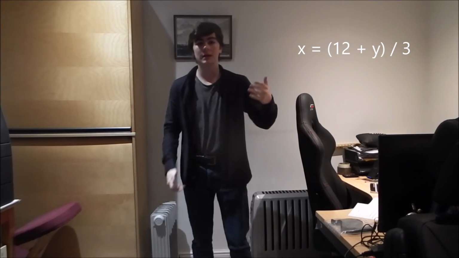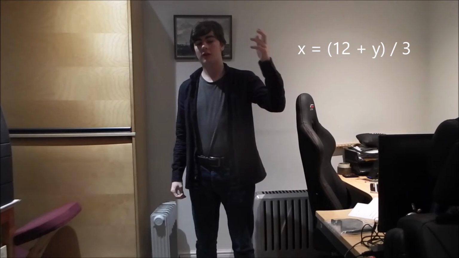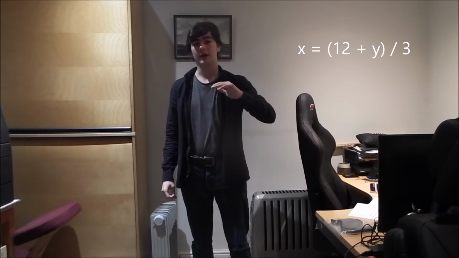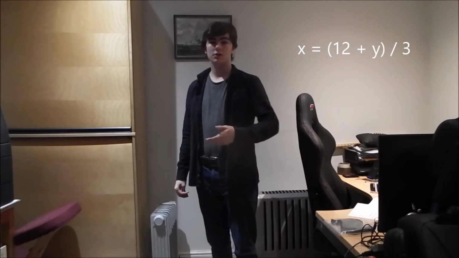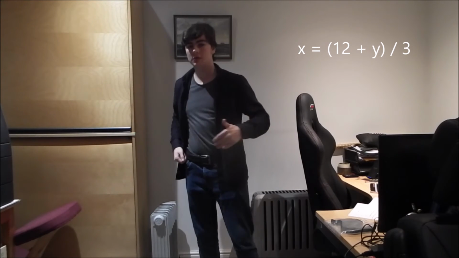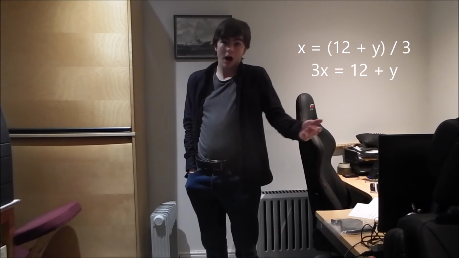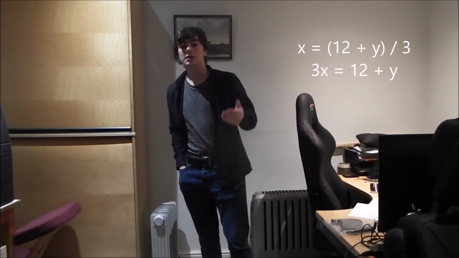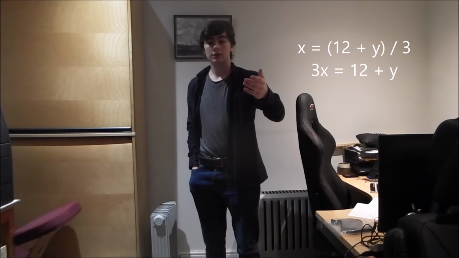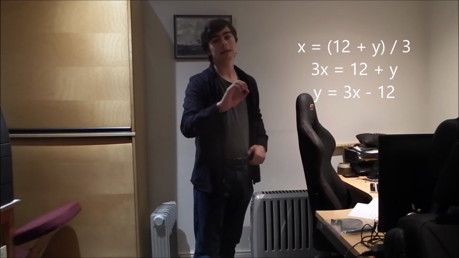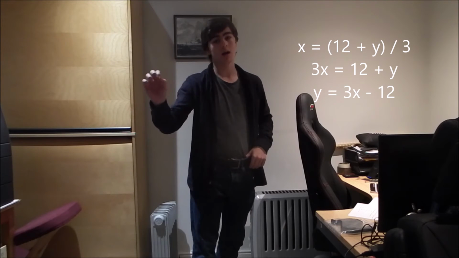Now, you've got the moment x equals 12 plus y over 3. So in order to make y the subject, if it's over 3, you times it by 3, so you get 3x equals 12 plus y. Now, once you have that, you just make y the subject. y equals 3x minus 12.